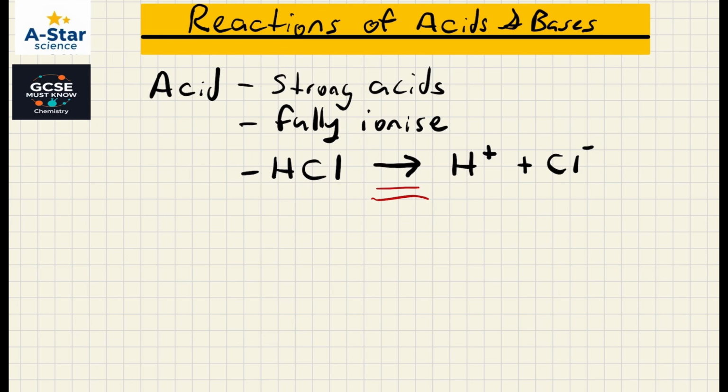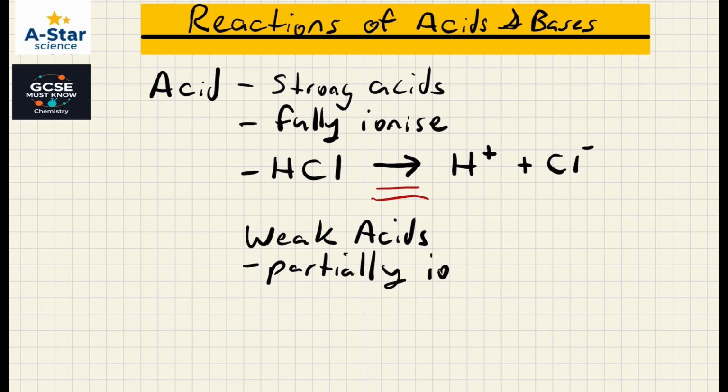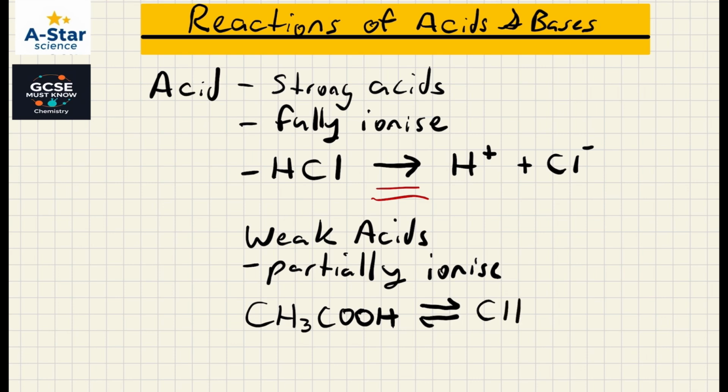You could also have weak acids. These partially ionize. For example, we can have a weak acid like ethanoic acid, which is a type of carboxylic acid, and that has a reversible arrow, and that's going to partially ionize. So you can see the H plus ion, and it's going to partially ionize, and we know that because it has the double reversible arrow.